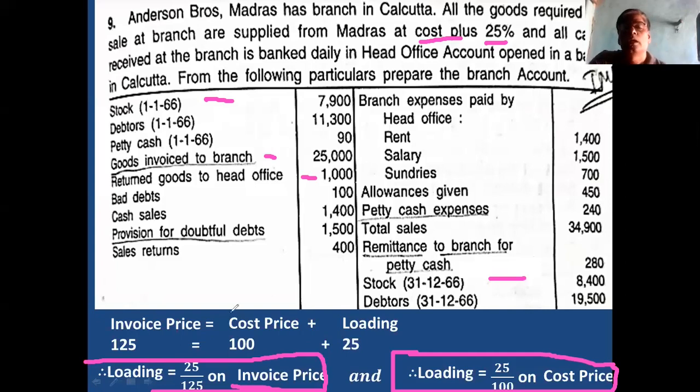Okay, then come to the solution. The first item in the branch account is the opening balance, balance brought down. This is the first item. Okay, what is the second item? Branch account debit side, second item. Goods sent to branch, second item.